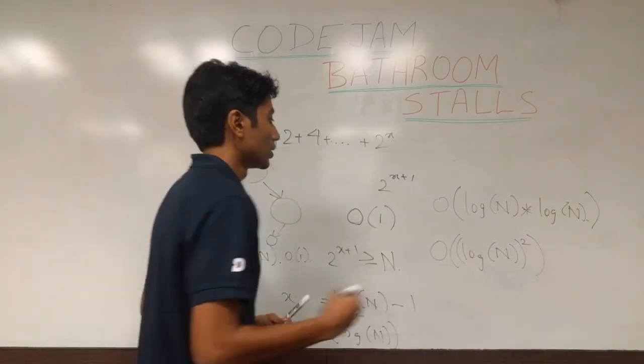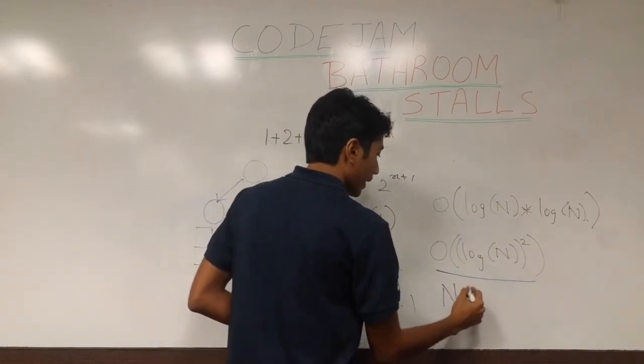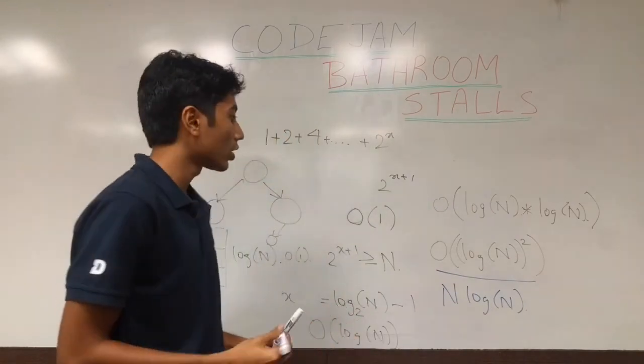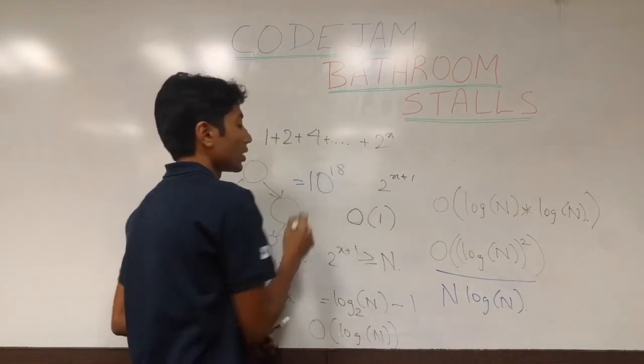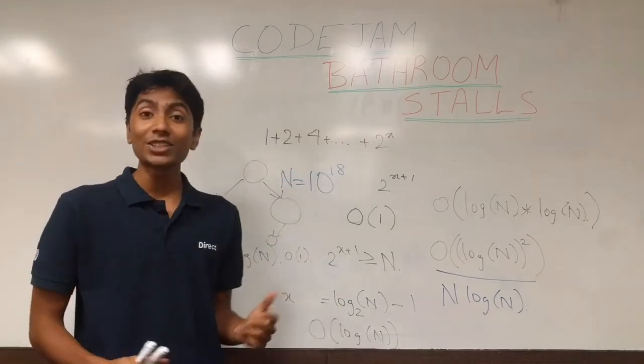Alright, so not too bad. A very big improvement from n log n, of course. And now you can answer queries for size 10 raised to the power 18, which is what the large data set was giving n as. So that's it for bathroom stalls.